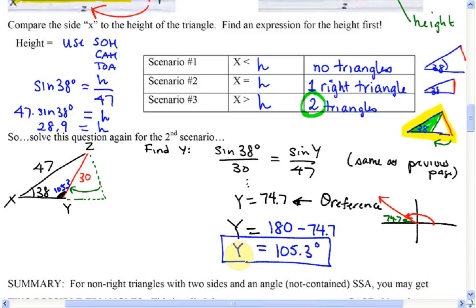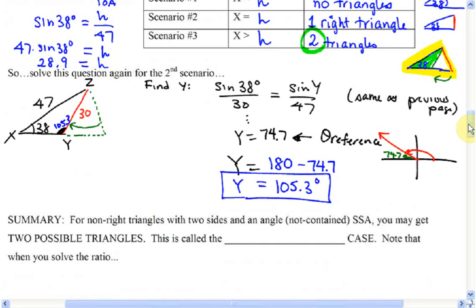Now, what I like to do is just try to summarize this really quickly for you. Today's big thing, which is the confusing thing, is this. For non-right triangles, when I give you two sides and an angle that is not contained, not in between, or SSA, you may get two possible triangles. And there's a special name for it, called the ambiguous case. Ambiguous means you're not too sure which one is the right one. There is more than one answer.